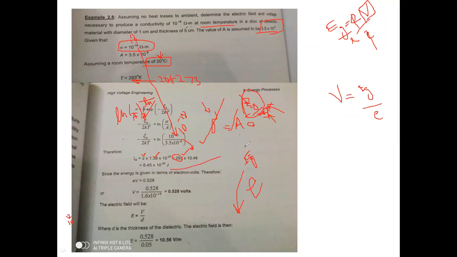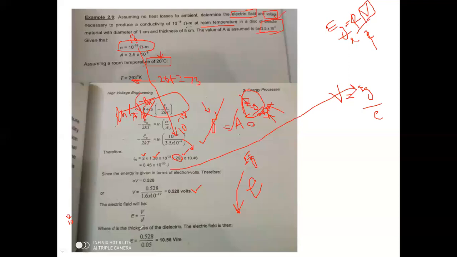Eg, we have found from this formula, and e is the charge on the electron, 1.6 × 10⁻¹⁹. So we get this much volts. Okay, so we have to find two things: electric field intensity and voltage. So one has been found, V, and now E.